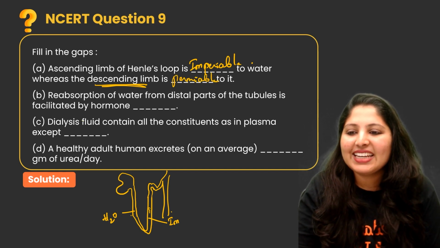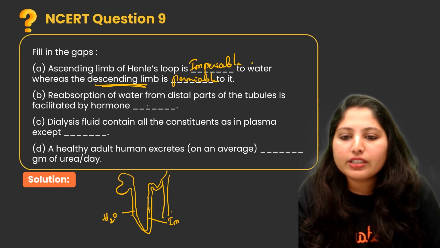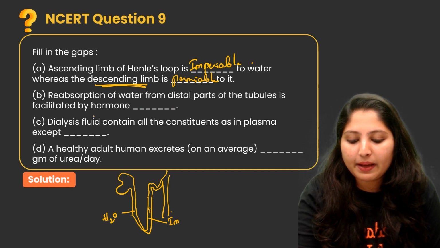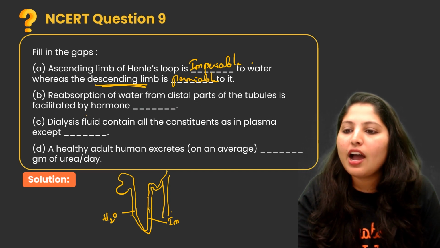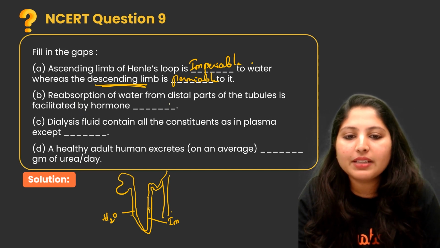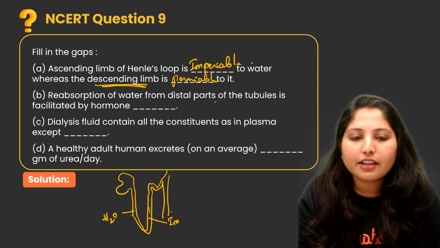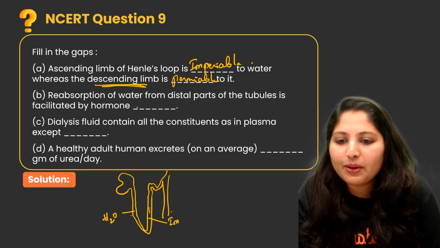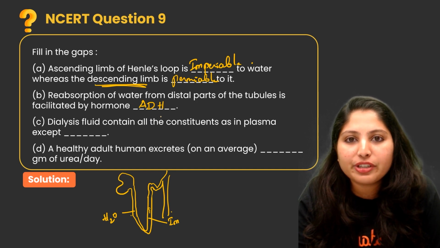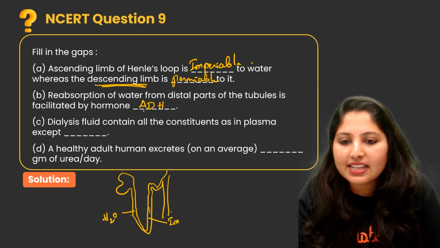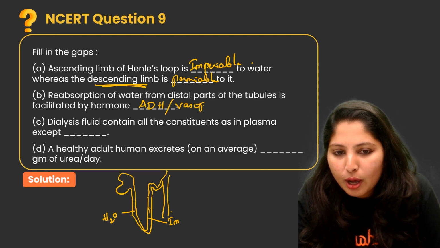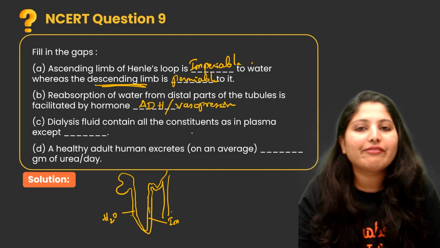Next one: reabsorption of water from the distal part of the tubule is facilitated by which hormone? That is ADH, anti-diuretic hormone, which is also known as vasopressin.